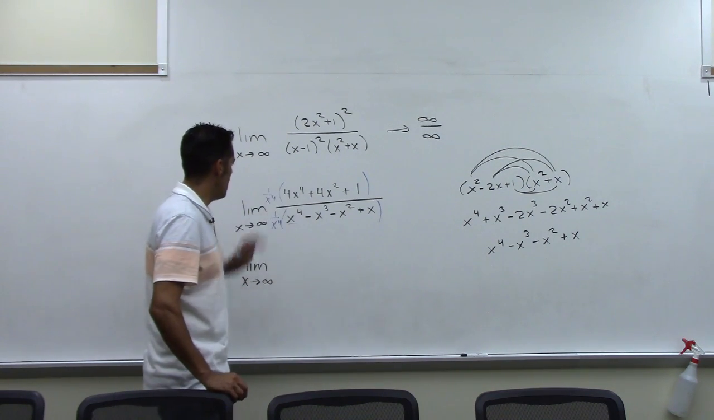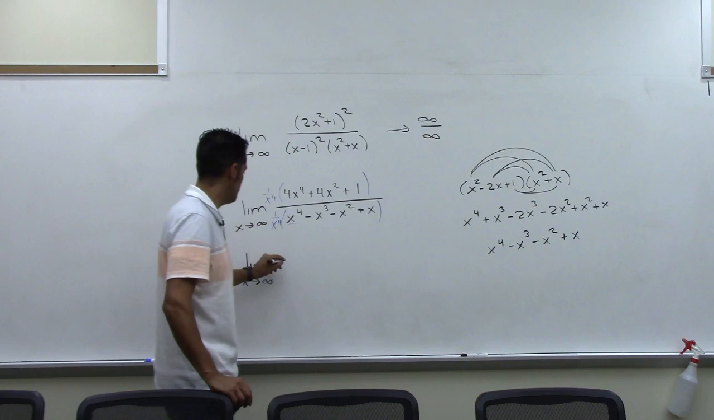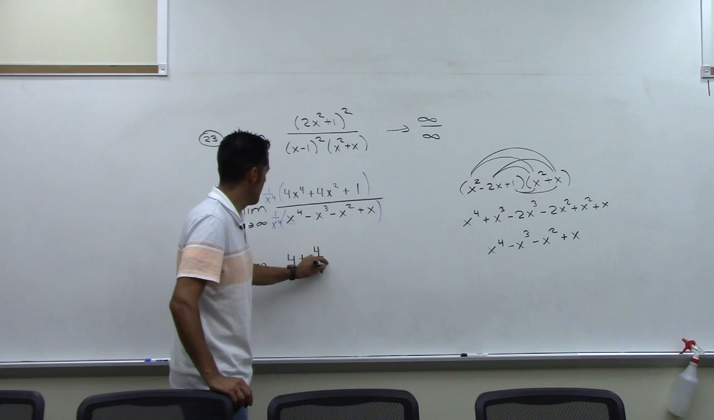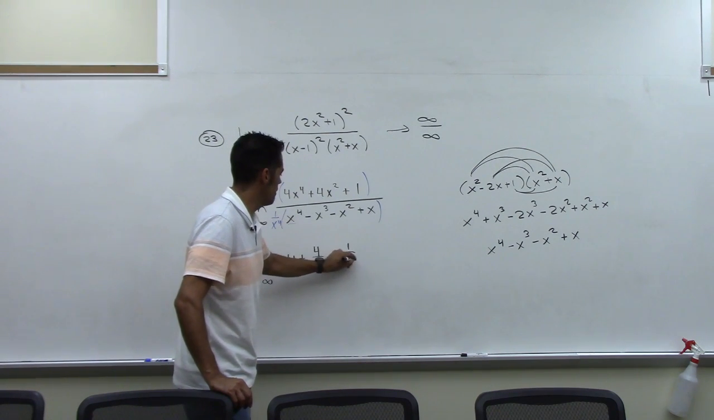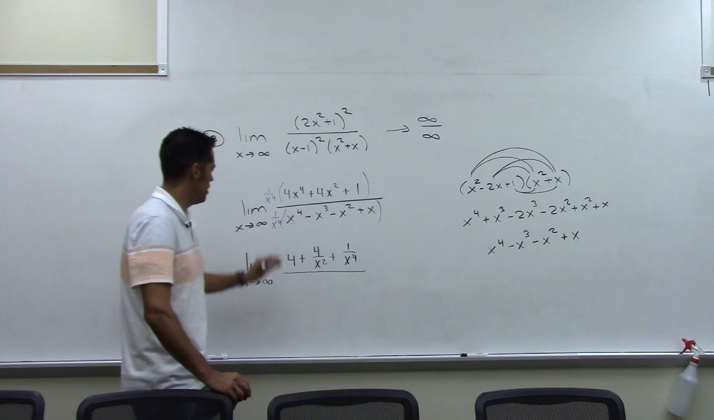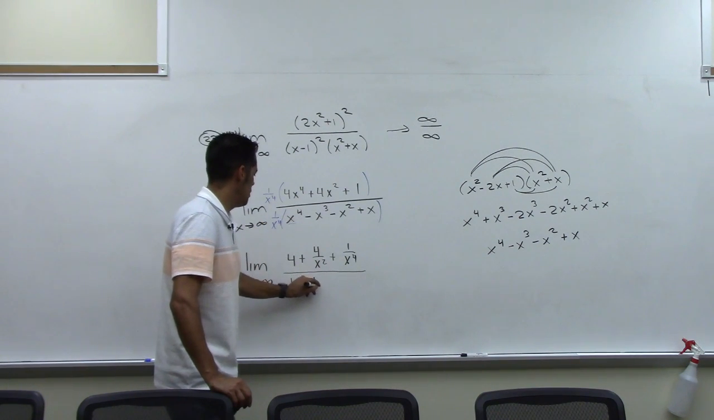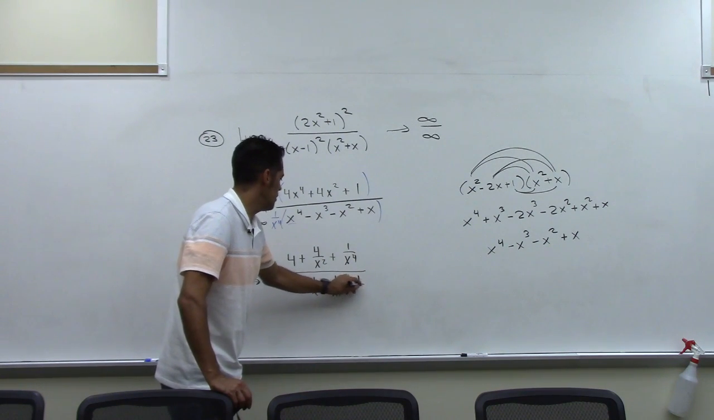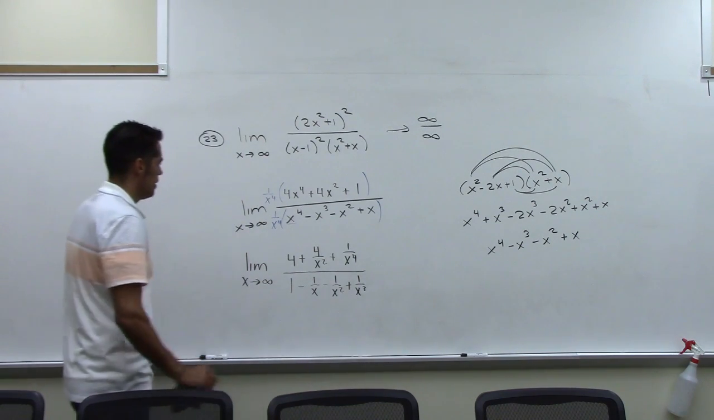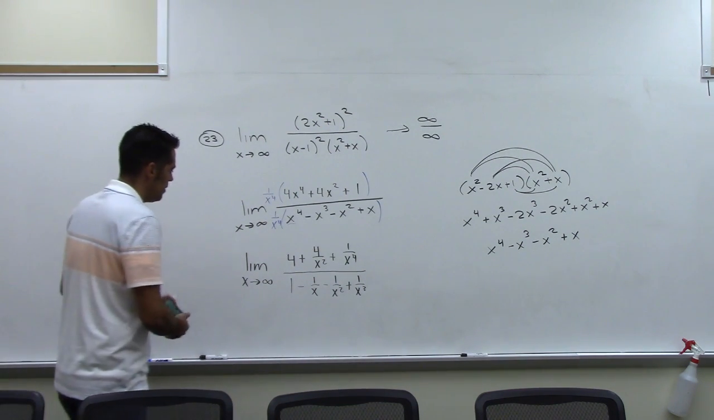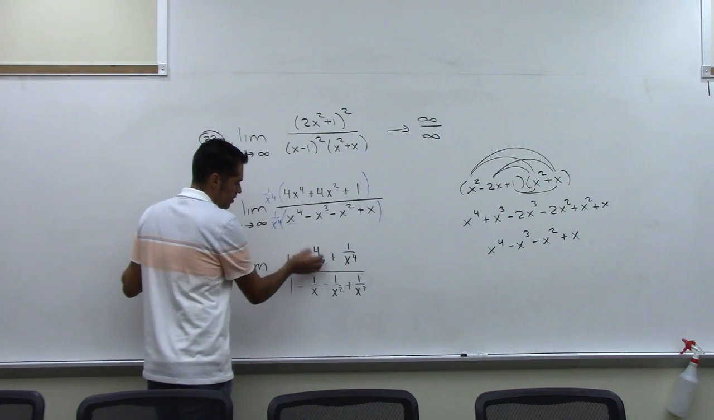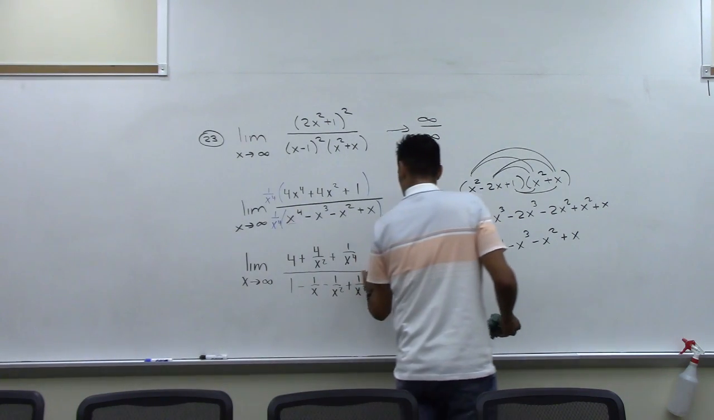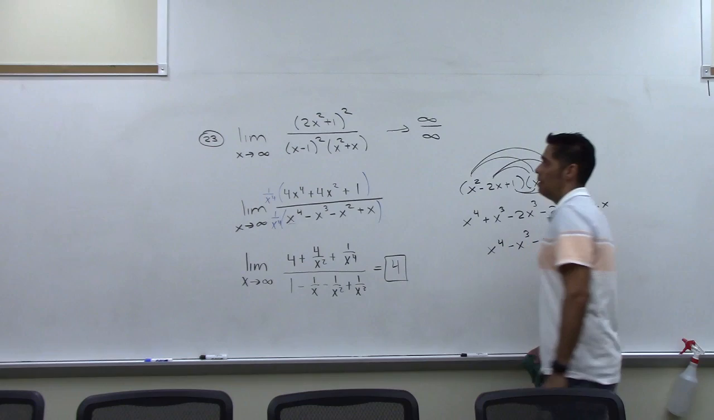All right, when I pass it through the top, I'll let you do the computation yourself, but you should get 4 plus 4 over x squared plus 1 over x to the fourth, all over, and when I pass it through here, I get 1 minus 1 over x minus 1 over x squared plus 1 over x cubed. So that's what I get when I multiply through. And now when I take the limit, the 4 and the 1 don't change. This goes to 0, this goes to 0, that's 0, that's 0, that's 0. So you just get 4 over 1, which is 4. All right.